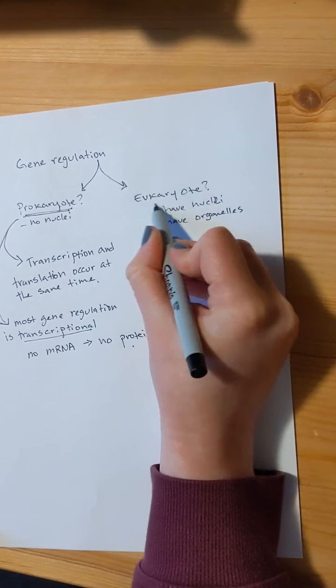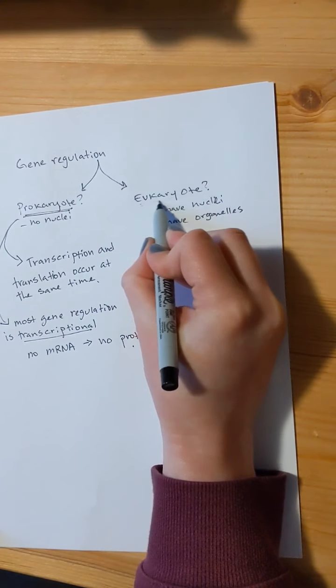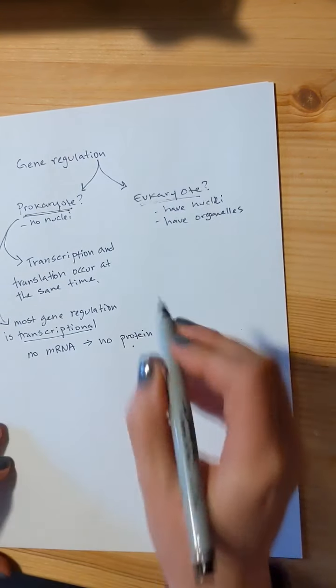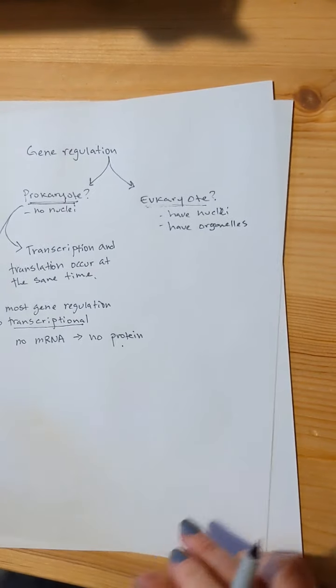Eukaryotes, on the other hand, are way more complex. We have a lot more going on. So let's think about eukaryotic gene regulation.